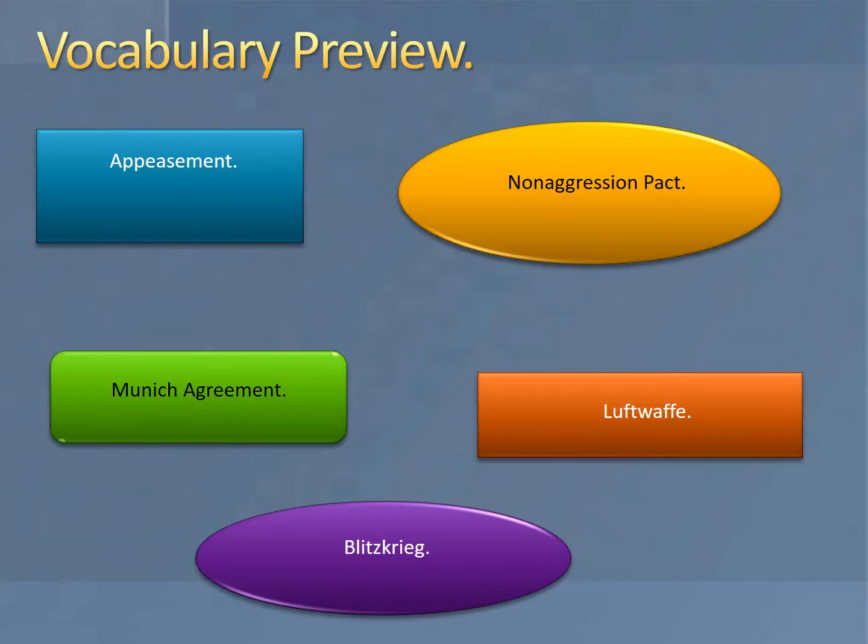Okay, vocabulary preview. I know there's a couple of words here. Appeasement, non-aggression pact. In the green, we have Munich Agreement. In the orange, Luftwaffe. And in the purple, Blitzkrieg.